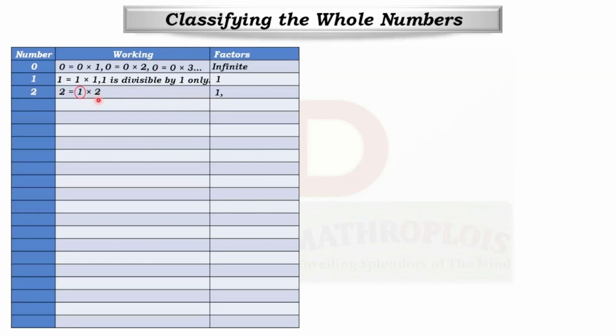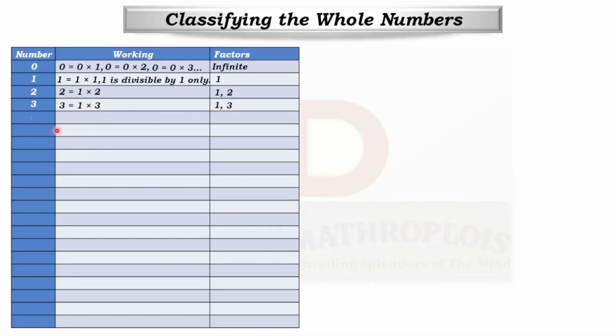And the other factor is 2 itself. So 2 has only 2 factors. Next number is 3. Let us find all possible factors of 3. 1 multiplied by 3 is equal to 3, and there isn't any other factor of 3. First factor is 1, and the other factor is 3 itself. So 3 has also only 2 factors, 1 and 3 itself.